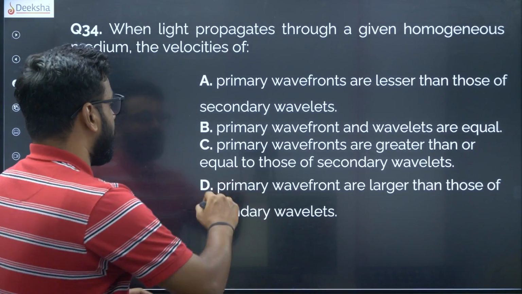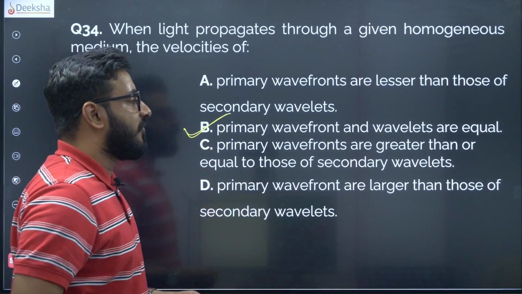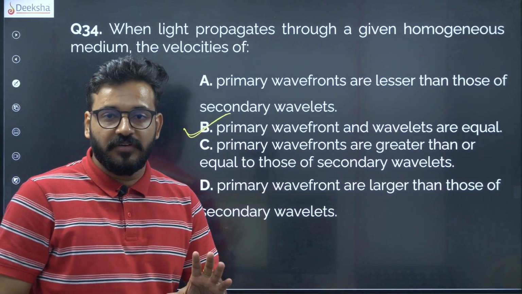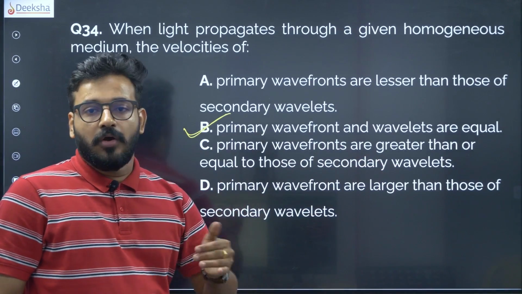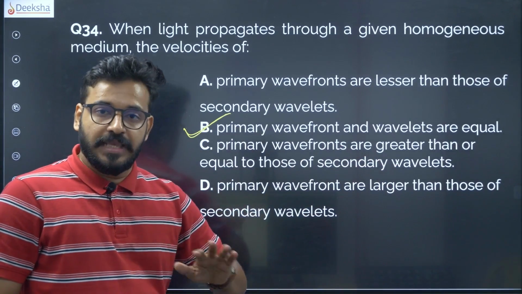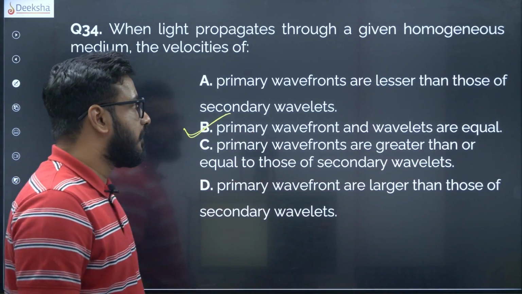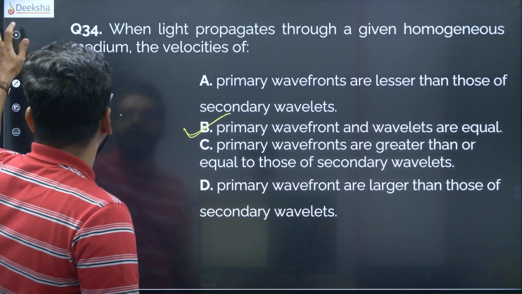So the correct answer over here is option B. Primary wavefront and wavelet will have the same velocity. They won't have any different velocity, not one greater than the other or less than. The velocity of light is the same for both the primary wavefront as well as the wavelet. Alright, very important point, though it's very simple. Please keep it in mind.